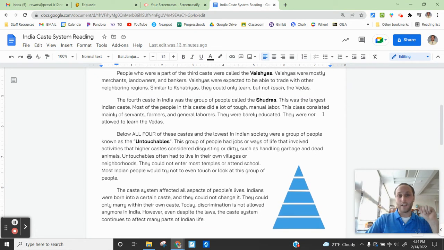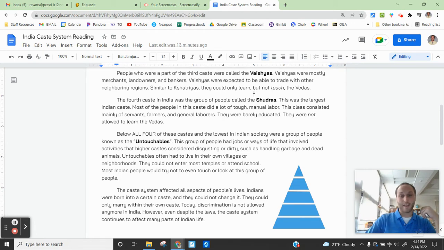The fourth caste in India was a group of people called the Shudras. This was the largest Indian caste. Most of the people in this caste did a lot of tough manual labor. This class consisted mainly of servants, farmers, and general laborers. They were barely educated. They were not even allowed to learn the Vedas.